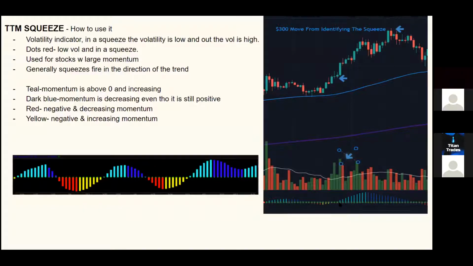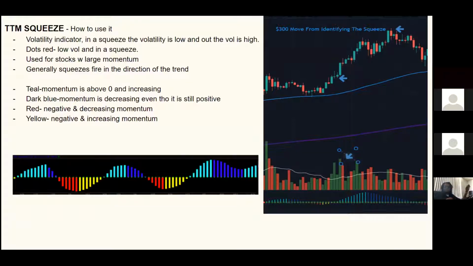And look at it. If you just put your cursor right on up, you could have got in right around this general region, right? And then firing from the bottom to the top of the squeeze, this is a $300 move for Bitcoin. And then it finally starts dying down around here, and you can see it on the chart, right?